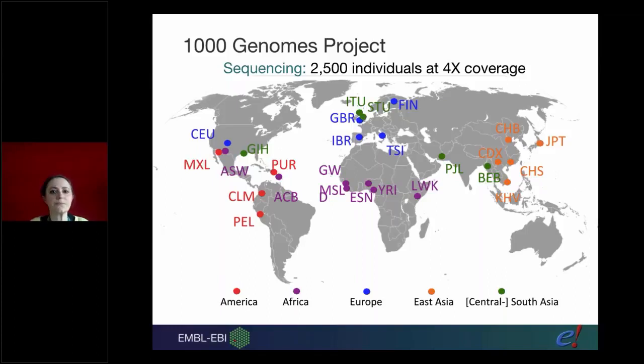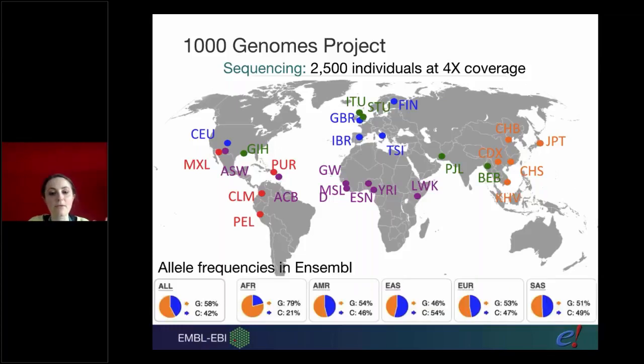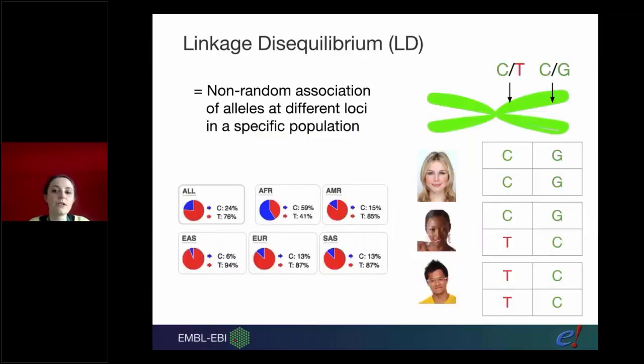What's the word I'm looking for? To provide a kind of catalogue of the base level of normal human genetic variation from different populations. And we provide allele frequencies from all of these. We use these in our linkage disequilibrium.